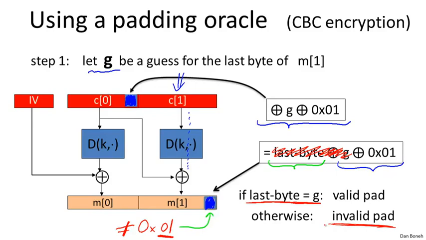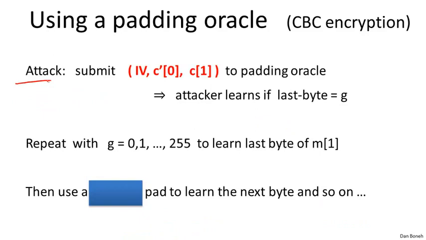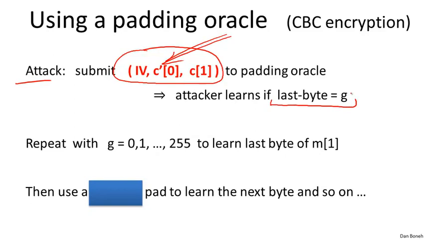So again, you see that if our guess for the last byte of M1 is correct, we learn that G was in fact a correct guess, whereas if our guess is incorrect, then we learn that G is an incorrect guess. So the attacker is going to create his modified ciphertext. You notice he only modifies the second block of the ciphertext. We send this to the padding oracle, and based on the result, we learn whether the last byte is equal to G or not. Well, now we can simply repeat this again and again for G from 0 to 255. This basically requires 256 chosen ciphertext queries. Actually, on average we'll only have to do 128 chosen ciphertext queries until we find the right G. And then we learn the last byte of M1.